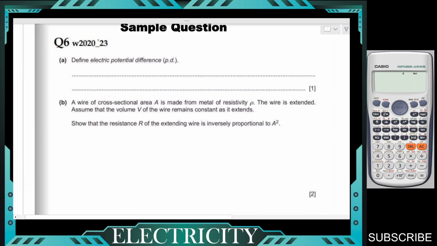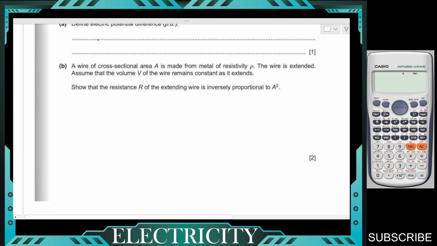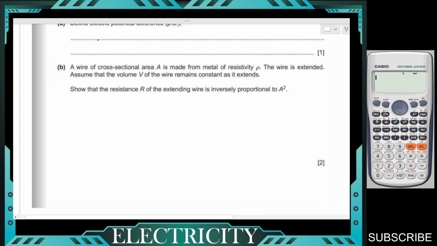So here we have a sample question. Define the electric potential difference. So you can simply define it mathematically. Work done per unit charge. Now that would be it for 1 mark. But let's move on to the next question, which is rather more important.